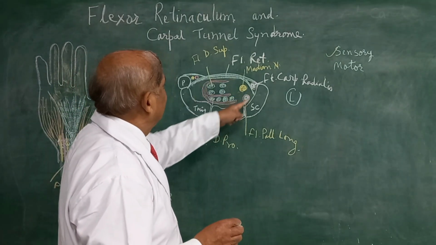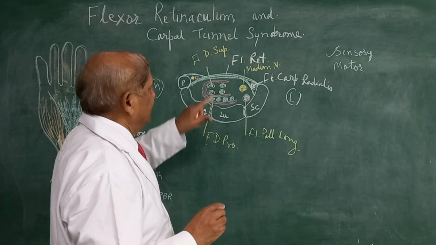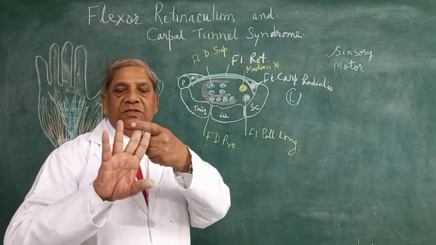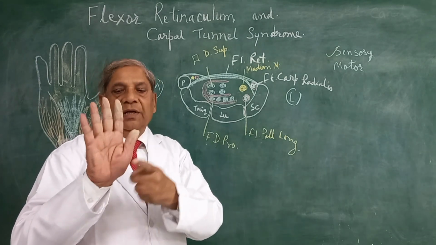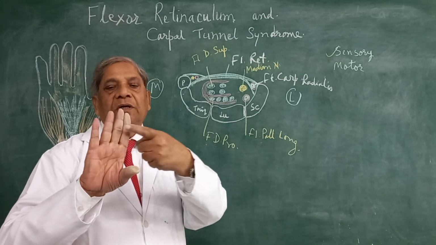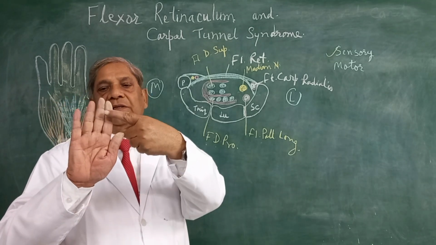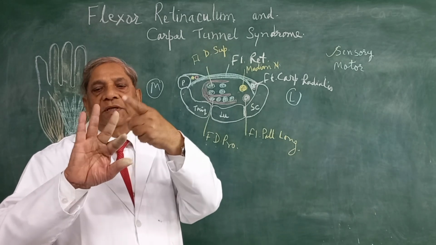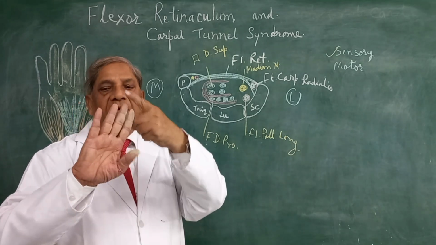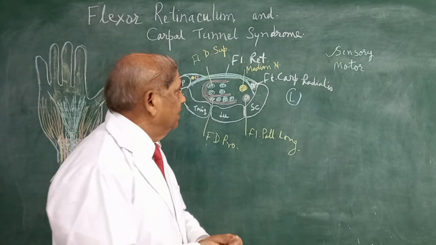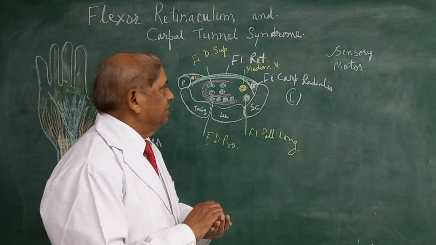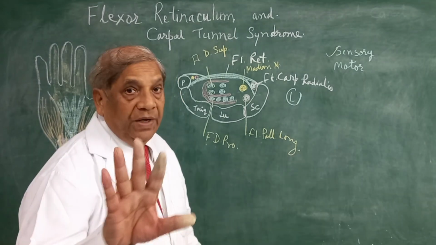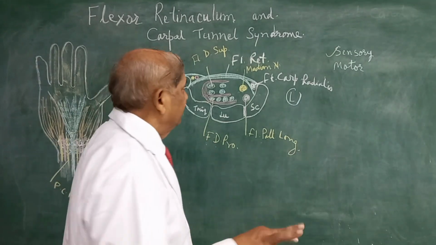Otherwise, what will be the problem in carpal tunnel? The patient will come and complain that I am having a tingling sensation, pain, or burning in the lateral three and a half fingers. These three, thumb, index finger, middle finger, and half of the ring finger, will show altered sensation, ranging from tingling and burning to pain, and severe sensation will be there.